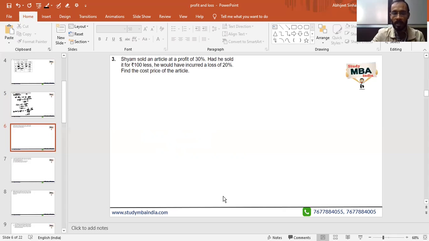Now the question says that Sham sold an article at a profit of 30%. So generally we calculate profit or loss with respect to cost price only, so we assume cost price. In the previous question, it was mentioned that the shopkeeper calculated on selling price by mistake. That's why we assumed selling price. Else we would have assumed cost price only. So here we will assume cost price. Let's say again the cost price is 100%, right?